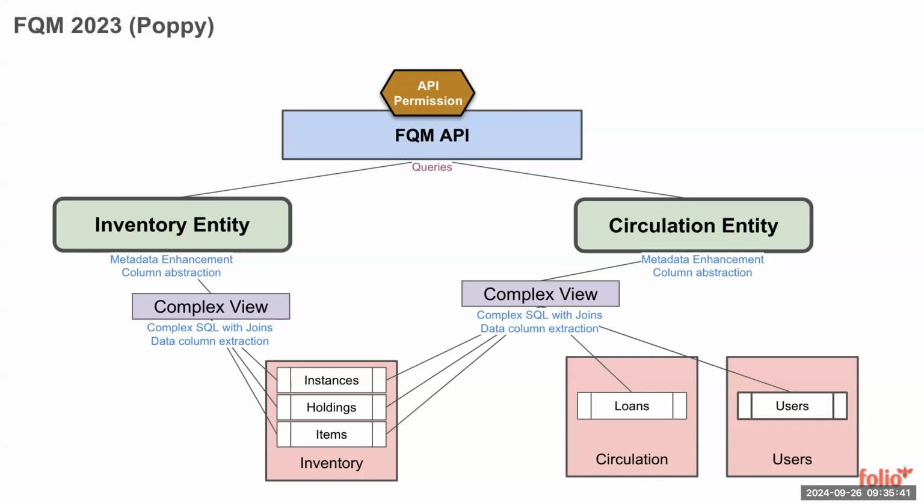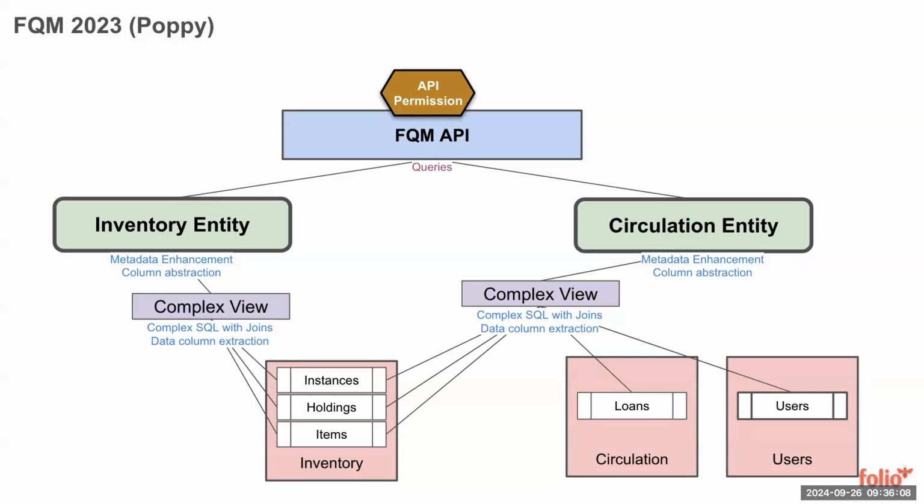The entity is defined in FQM, and what it does is pull data from the inventory storage. It'll pull out instances, holdings and items, through a view mechanism. So it creates a complex view, a complex query, and it joins and extracts the data columns that it wants, returns them back to the entity construct, and the entity construct will maybe put them in a layer of abstraction it has to interpret what the columns mean, right?